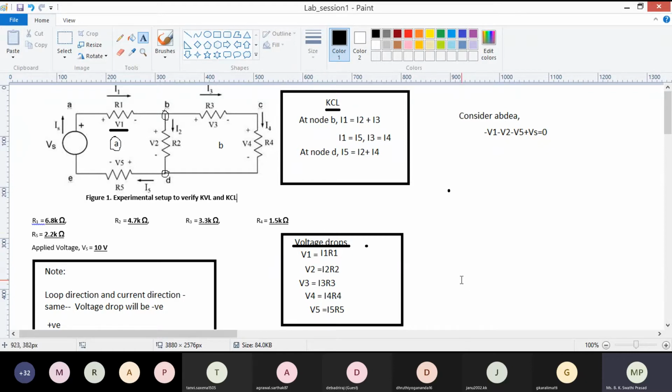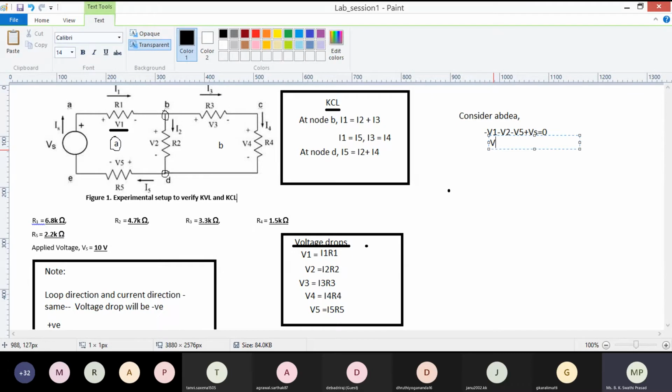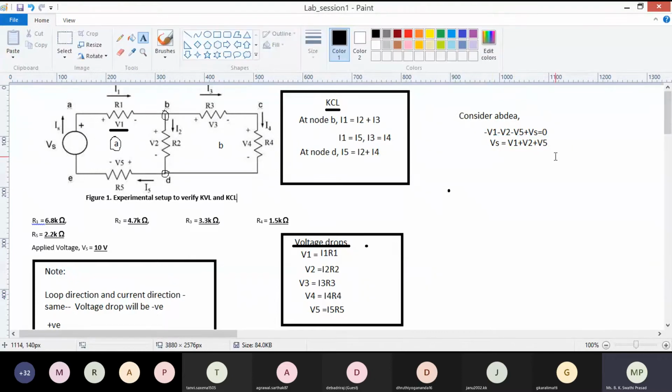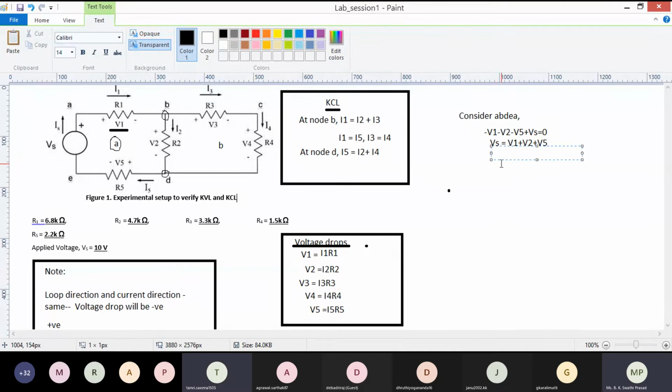So now you tell me, how do we write this equation? Vs is equal to what? Vs is equal to V1 plus V2 plus V5, correct? All of you agree to this? Yes, ma'am.